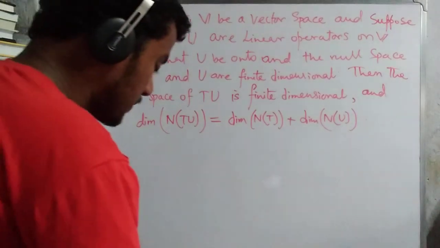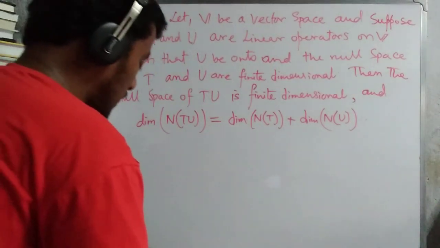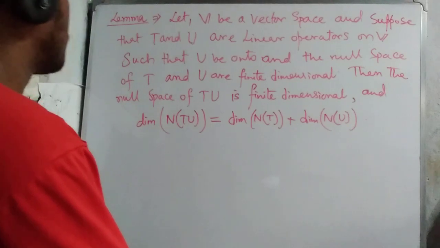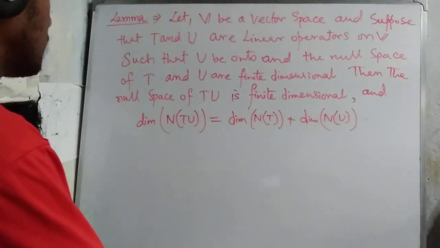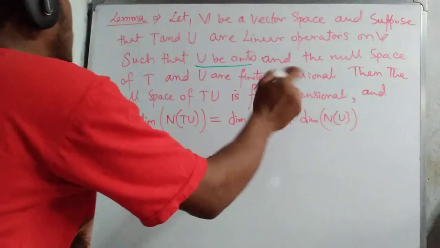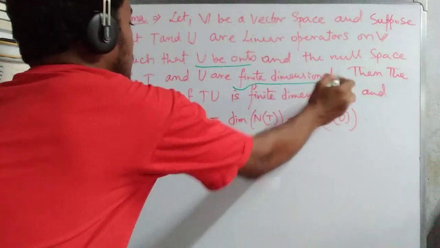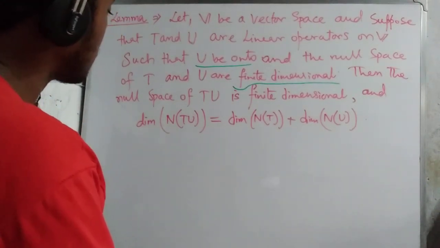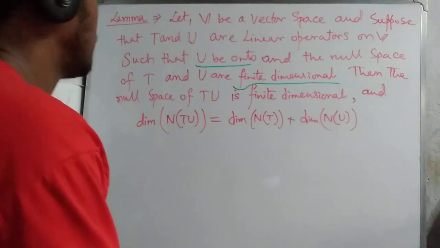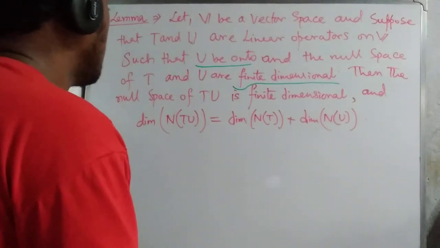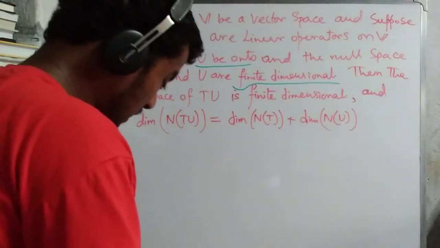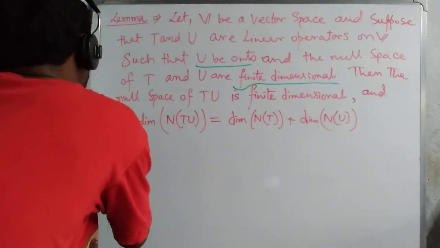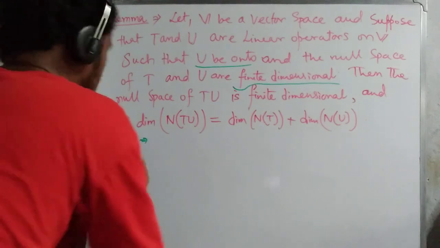So V is a vector space and T and U are linear operators on V. We have to show that: TU being onto is given; U onto is given, and the null spaces of T and U are finite dimensional. This one is given. Then we have to show that the null space of TU is finite dimensional and the nullity of TU equals the nullity of T plus the nullity of U. Okay, we have to prove that. So we write the proof and go forward step by step.